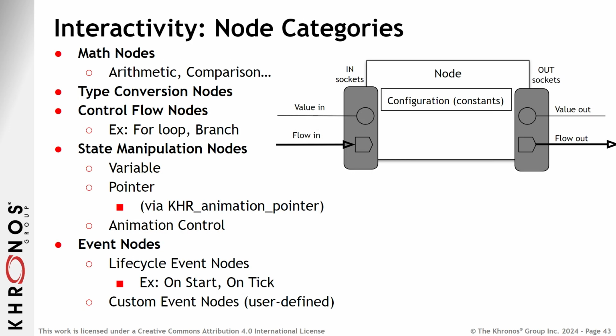There's all sorts of categories of these nodes, so you can see all of them here. You have logic and math nodes, type conversion nodes, control flow nodes. So you don't always have one flow in and one flow out. You can handle multiple different branches and for loops, etc. You can manipulate state, and you use this pointer node to control the different states of the glTF scene via the KHR animation pointer extension. And with event nodes, you can handle different events like on start or on tick.